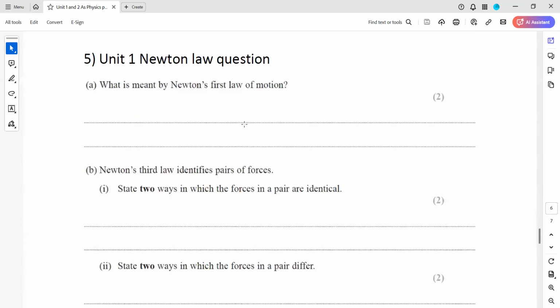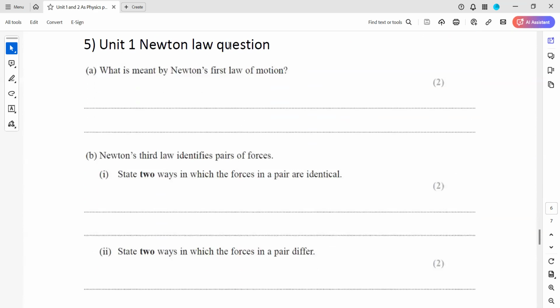Question 5, which is related to Newton's laws. What is meant by Newton's first law of motion? So according to Newton's first law, if an object is moving at a constant velocity, it will continue to move with constant velocity. Or if an object is stationary or at rest, it will continue to stay at rest until an unbalanced force acts on it, or the resultant force on the object is zero.